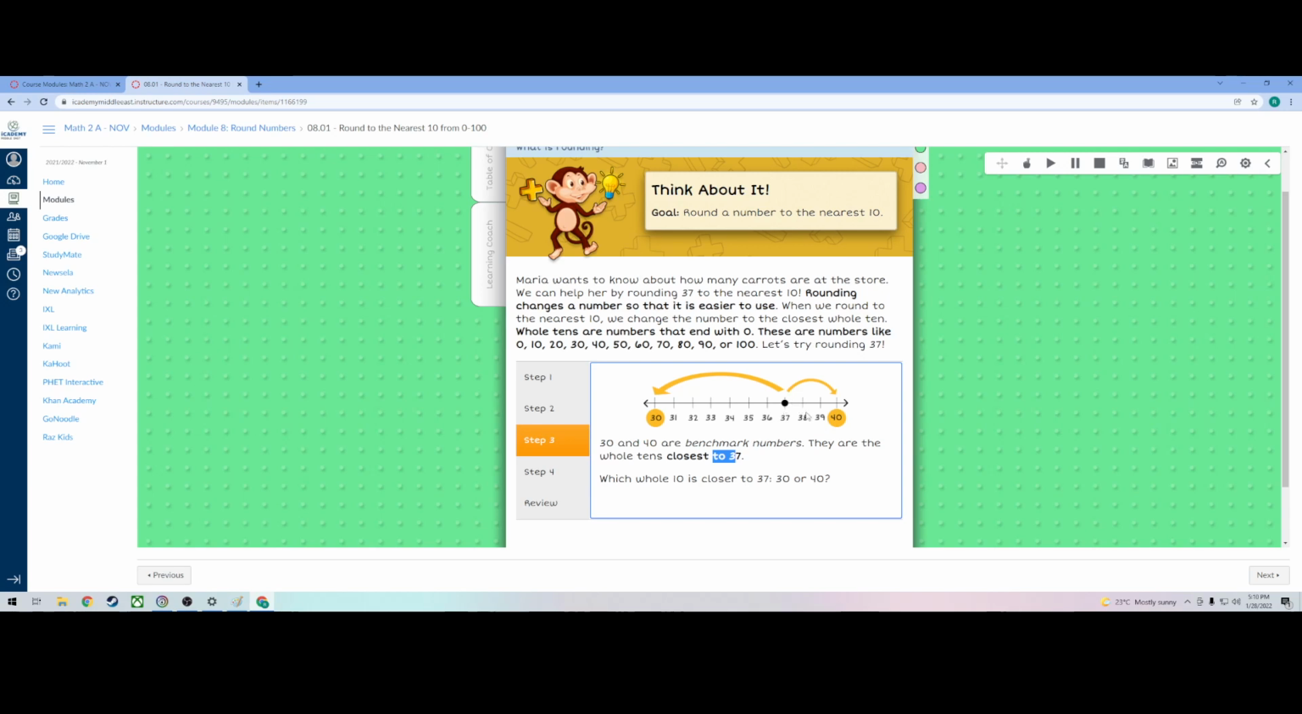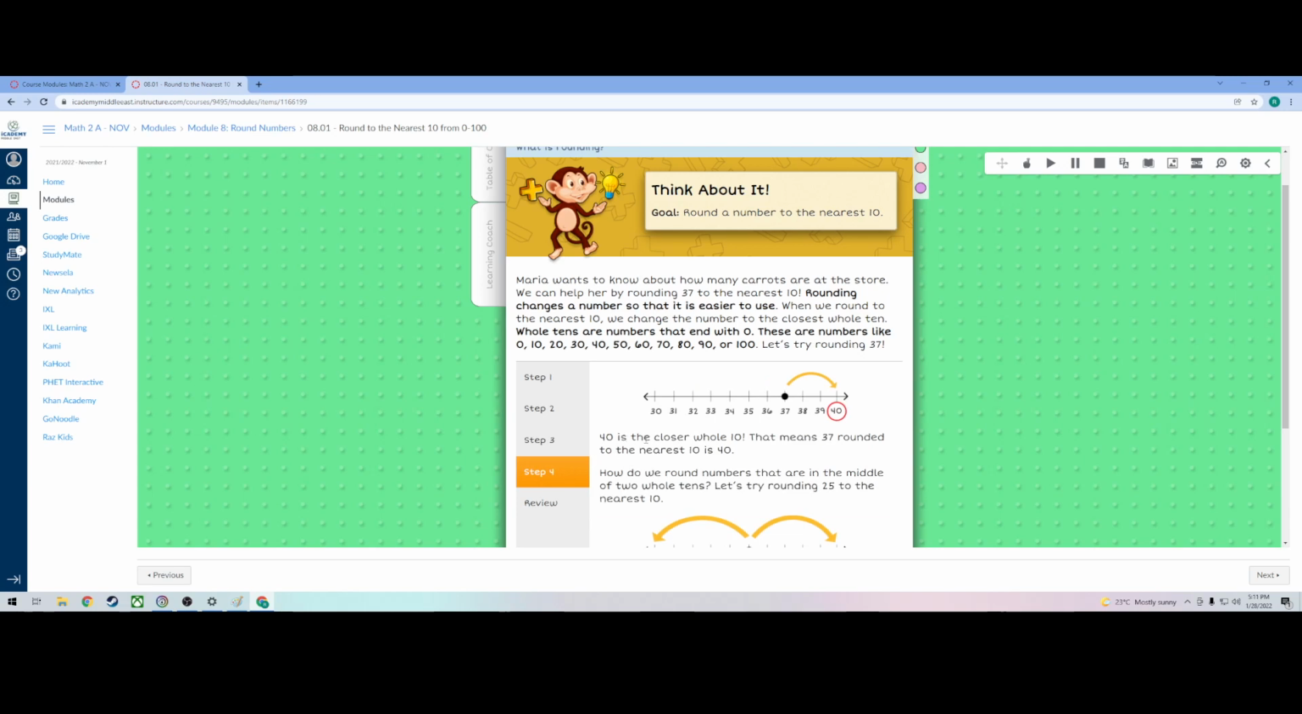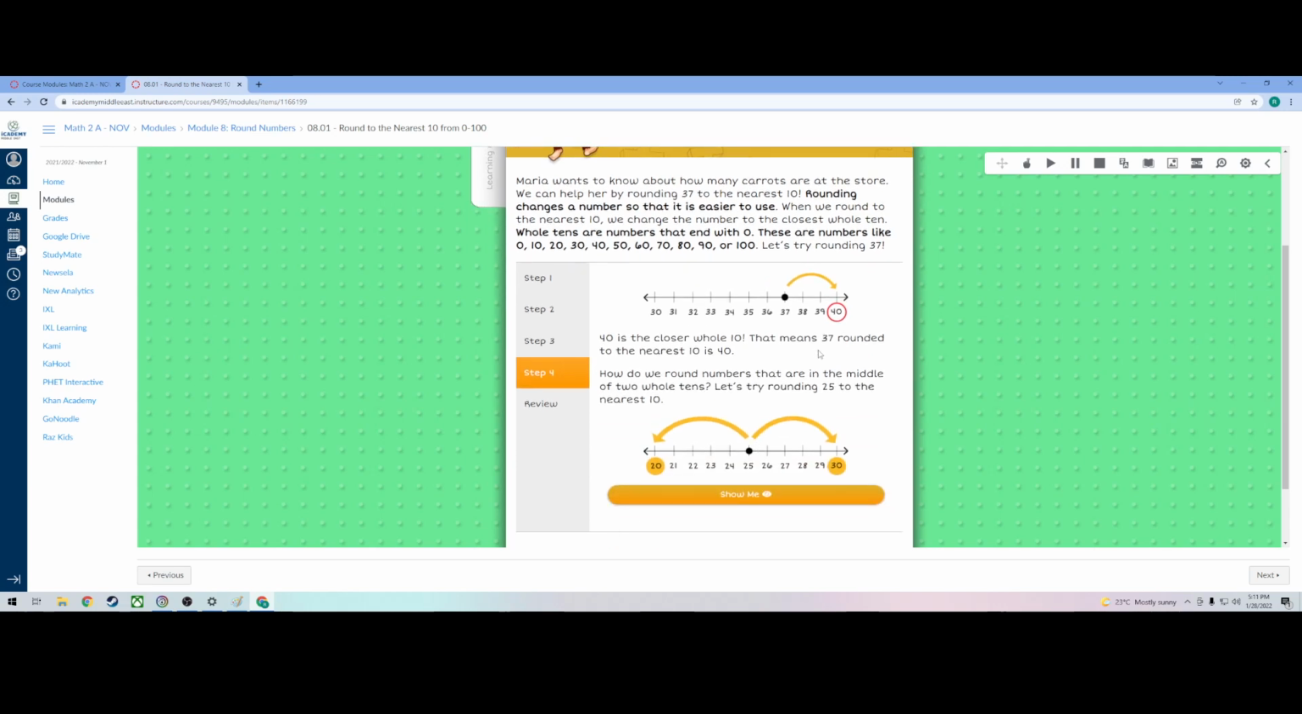What is the nearest 10 to 37? It is 40, right? See, 1, 2, 3. However, to 30, there is 7 behind. 40 is the closest 10. Okay, so this is clear. 37 is nearest to 40. So when I round 37 to the nearest 10, it is 40.